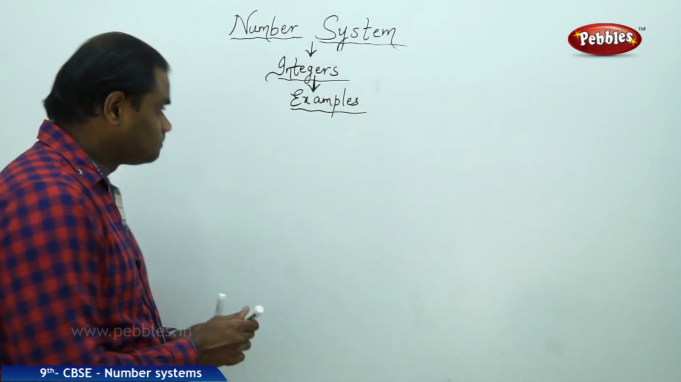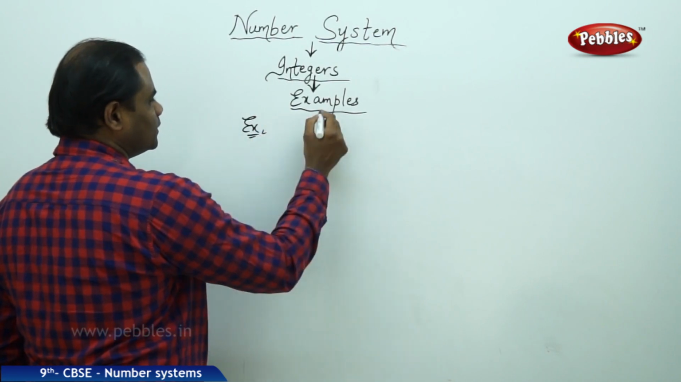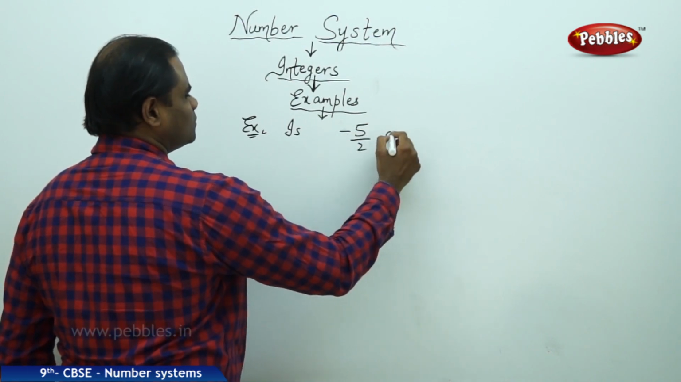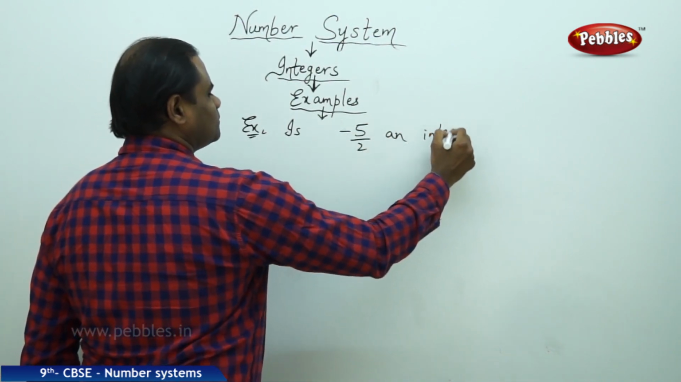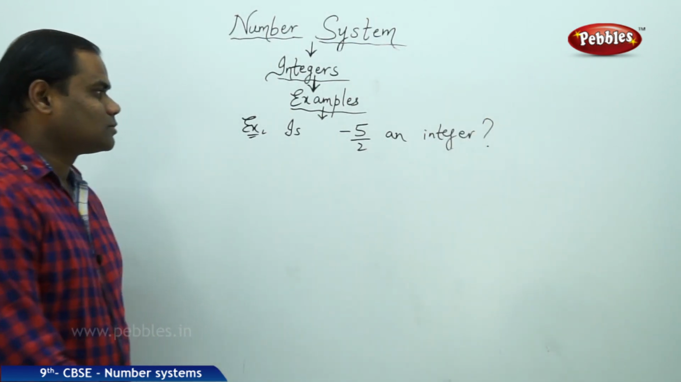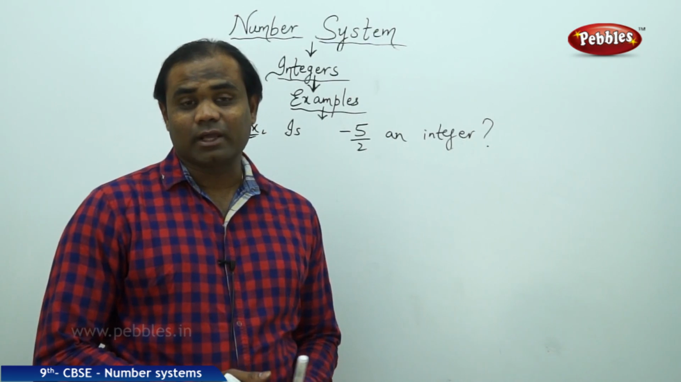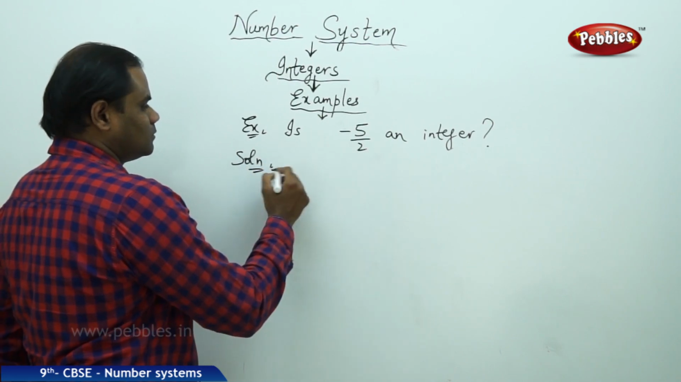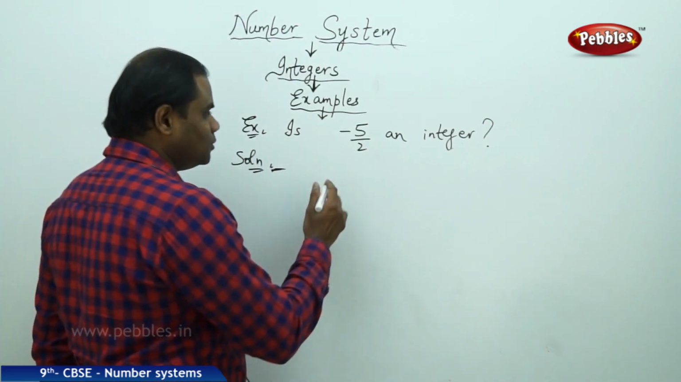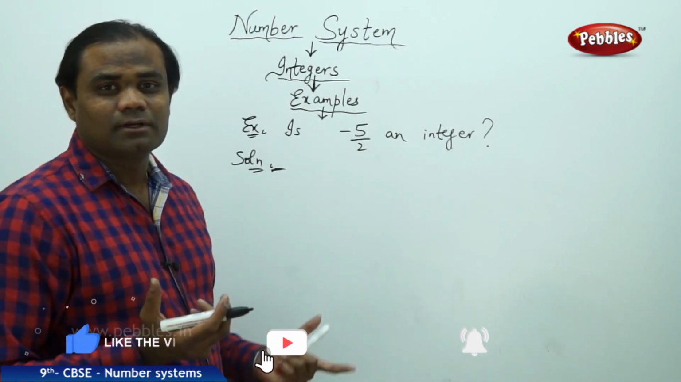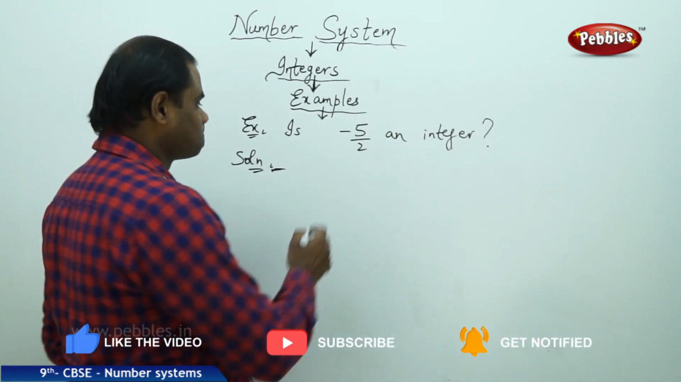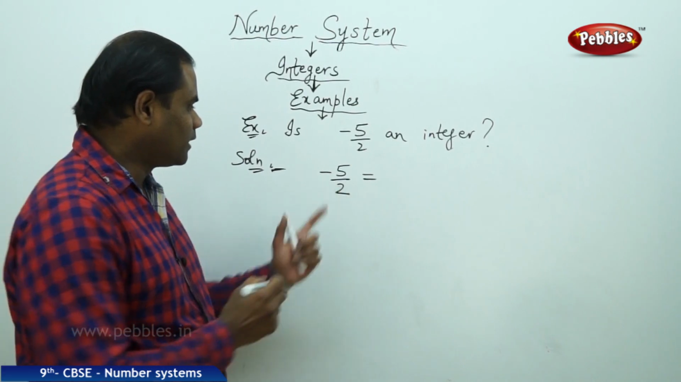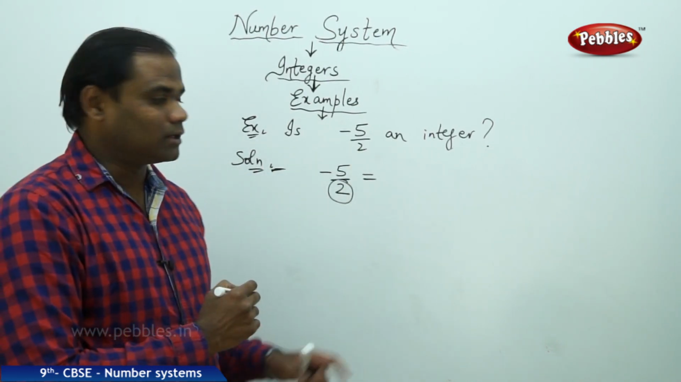To start with an example, my question here is: is minus 5 by 2 an integer? So let's try to identify the classification of this given number using the concept of the integer or a natural number or a whole number. Now clearly minus 5 by 2 is in the fraction form, which cannot have the denominator as 1, but other than 1 it is 2.